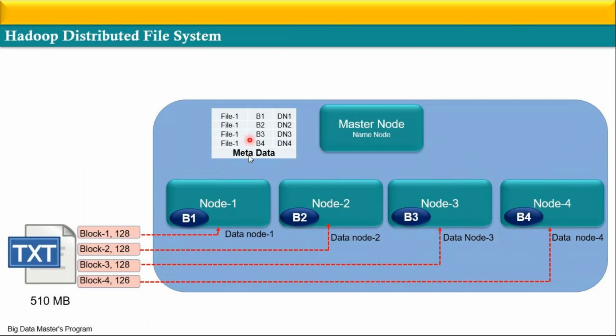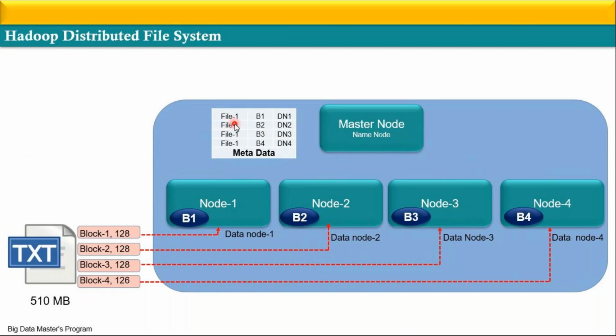But who is having the information about where block 1 is stored, where block 2 is stored, where block 3 is stored? Who is having that information? If a client came and said, I need to get the data outcome with respect to block 1, to whom is he going to contact? So the master node is going to maintain the metadata.